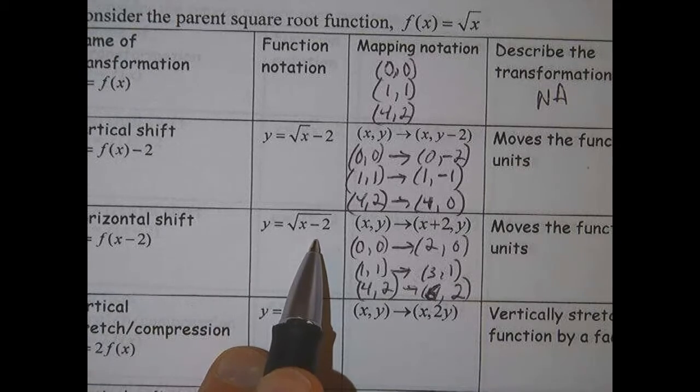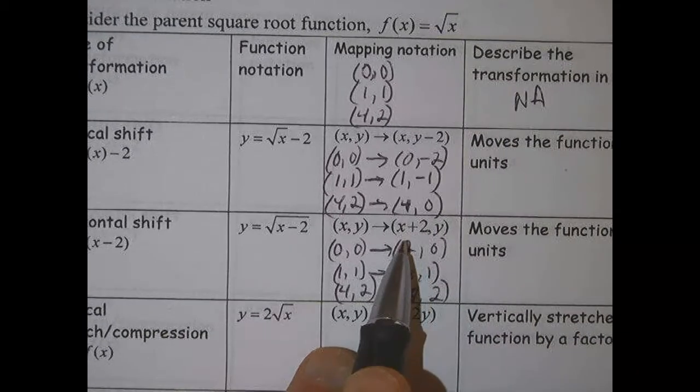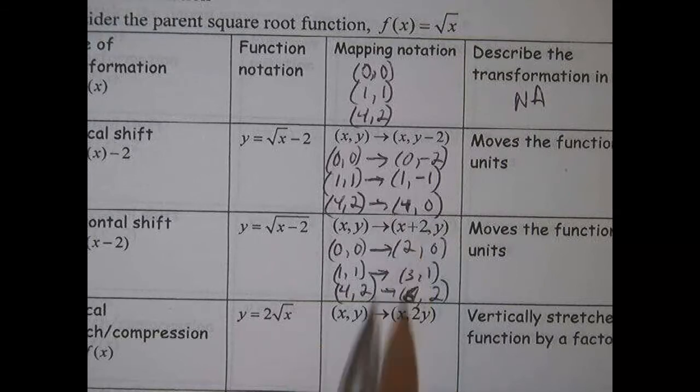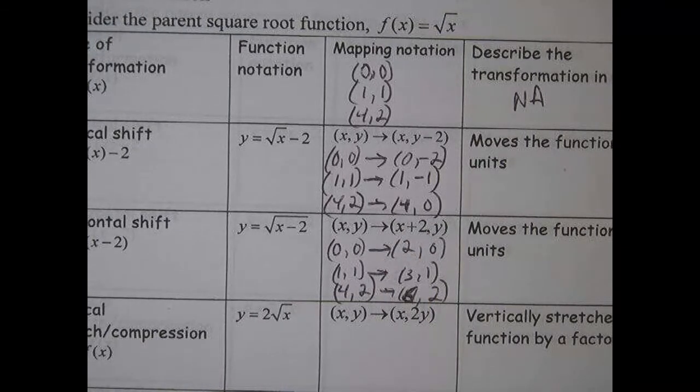The inner function is x minus 2. In the transformation rule, though, what actually happens to the point is you have to add 2, and so it goes to the right. Okay?